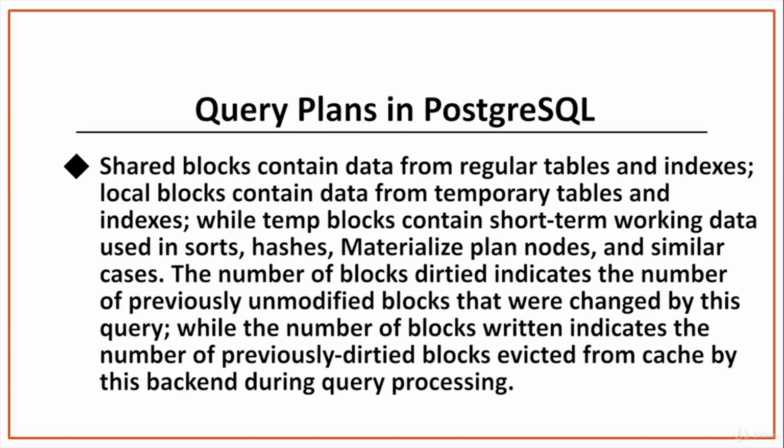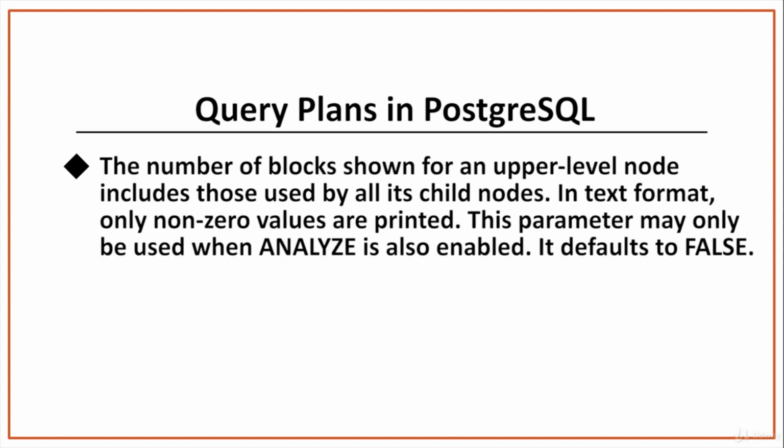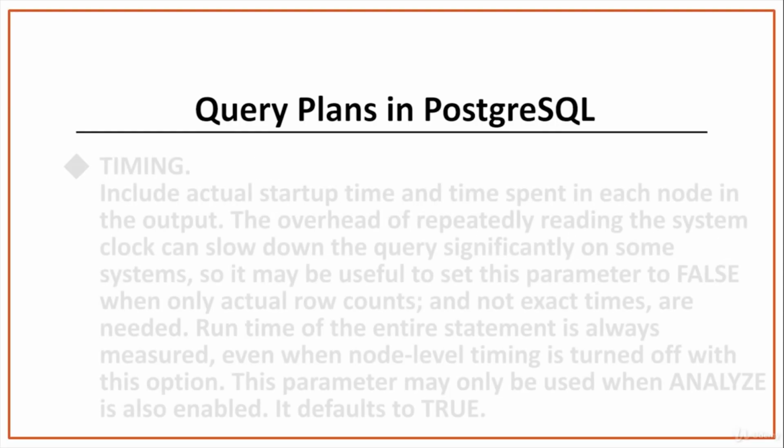The number of blocks dirtied indicates the number of previously unmodified blocks that were changed by this query, while the number of blocks written indicates the number of previously dirtied blocks evicted from cache by this backend during query processing. The number of blocks shown for an upper-level node includes those used by all its child nodes. In text format, only non-zero values are printed. This parameter may only be used when analyze is also enabled. It defaults to false.